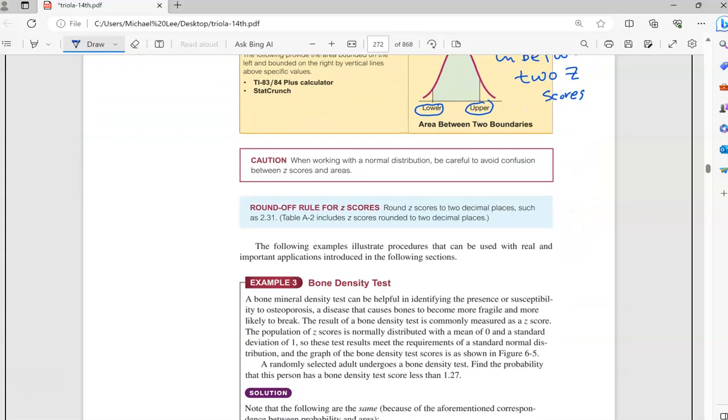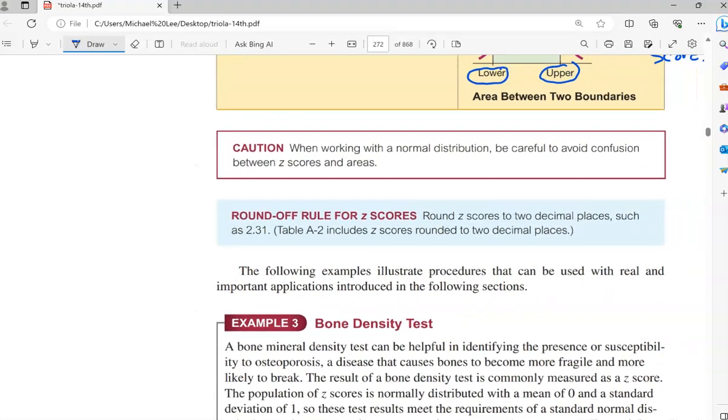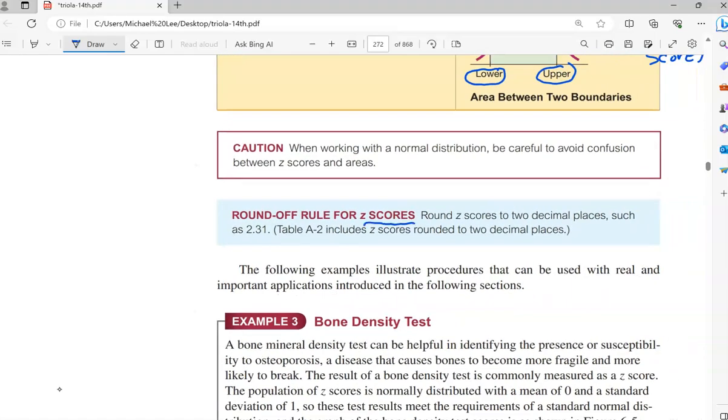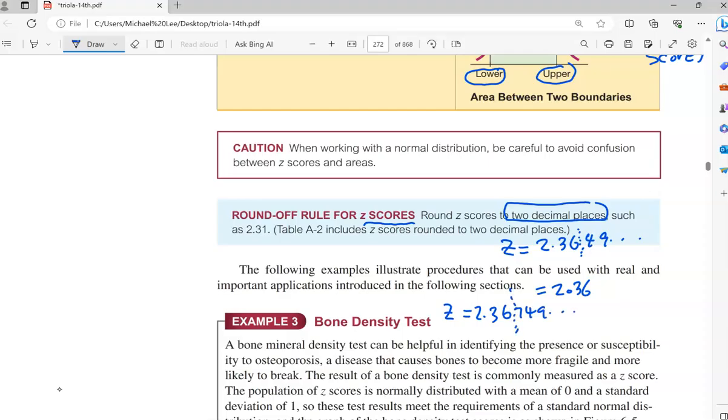Usually when you round the z-score, we use up to 2 decimals. In other words, if the z-score is 2.36649 and that's what your calculator gives you, you round to 2 decimals. So that would be 2.36. Whereas if the z-score is 2.36749, like this, then your z-score will be what?